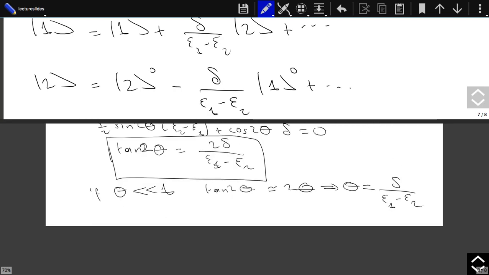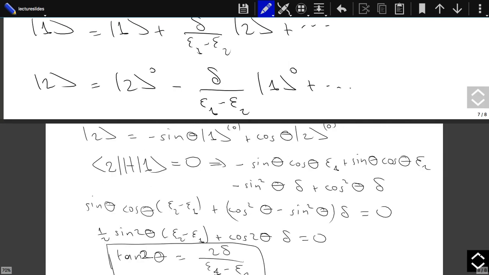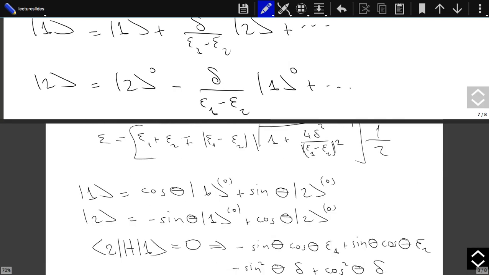Remember, theta is delta over epsilon 1 minus epsilon 2. Since theta is small, cosine theta is almost 1, and sine theta is theta. Cosine theta is 1, sine theta is just theta, and it gives me delta over epsilon 1 minus epsilon 2. I might have made a sign mistake somewhere, right? No. Yes, so this is fine. The second one, sine theta is minus delta over epsilon 1 minus epsilon 2, and cosine theta is almost 1.